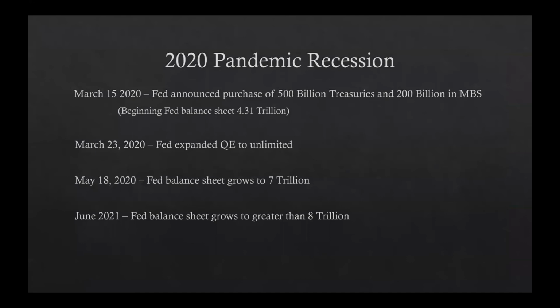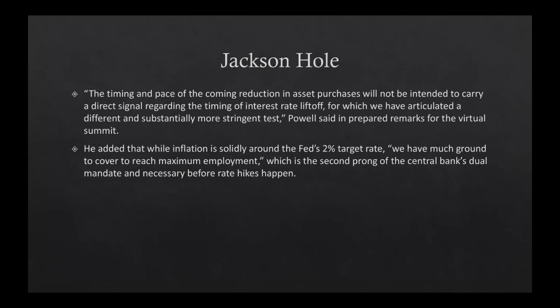So looking at the 2020 pandemic recession, the shortest recession on record, it was really self-induced. March 15th, 2020, the Fed announced purchase of 500 billion in Treasuries and 200 billion in mortgage-backed securities. The balance sheet was 4.31 trillion when they began. The Fed expanded QE to unlimited on March 23, just a week later. By May 18th, the Fed balance sheet had grown to 7 trillion. The Fed balance sheet is now greater than 8 trillion. So the Fed has definitely increased their balance sheet.